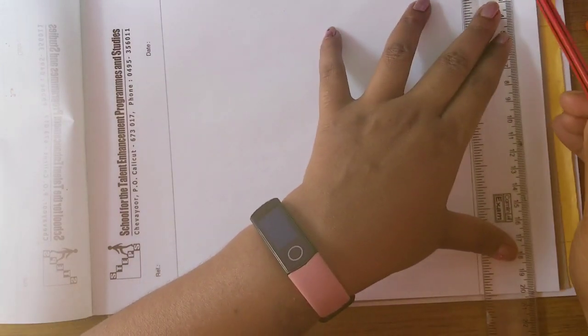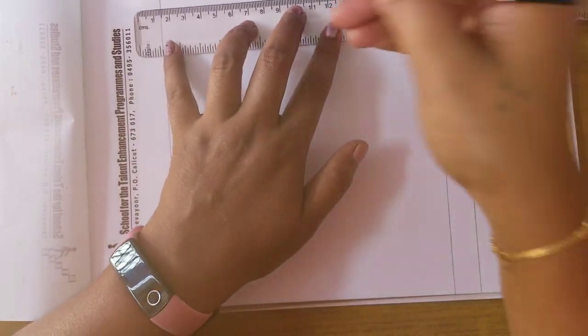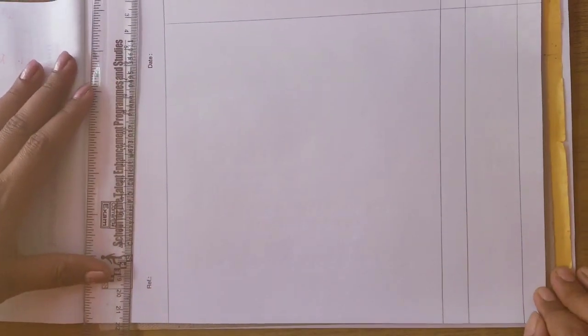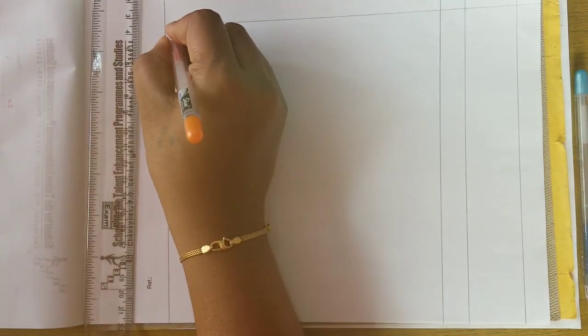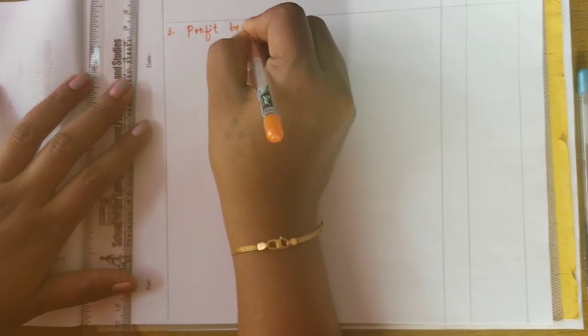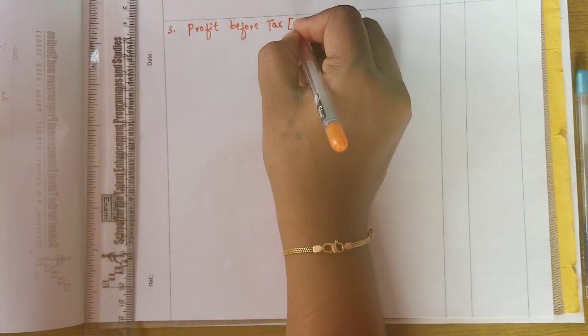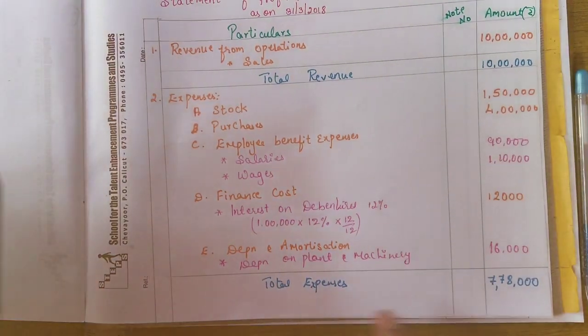So profit before tax, let me do. Try to do it in one page itself so that the entire problem will be shown neatly in one page. That will be good. Since I don't have space here, I'm moving on to the next page. So the next, that is the third step, we are going to find out the profit before tax. How are we going to find out? We are going to find out by 1 minus 2. That means total revenue minus total expenses.